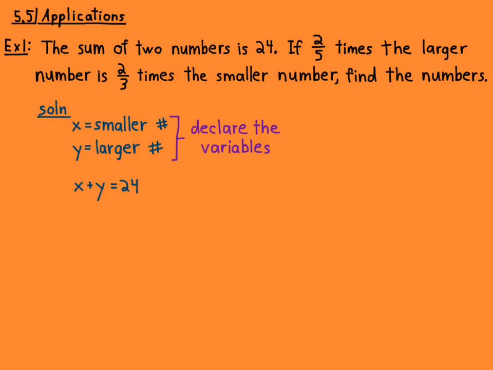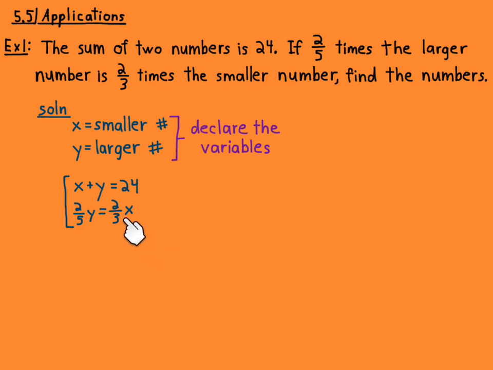And they could say the difference of the two is 24. They could do other kinds of things with them. 2 times the first plus 2 times the smaller plus the larger is 24, whatever. Okay, so the rest of it says what? If 2/5 times the larger number, so I would just write down 2/5 times y, and then it says is, so I would write equals, and then it says 2/3 times the smaller number. So 2/3 times x, because x is the smaller number. And I can see that because I wrote it right there.